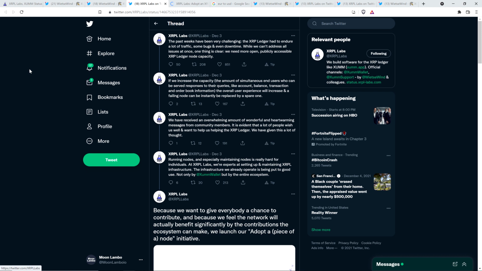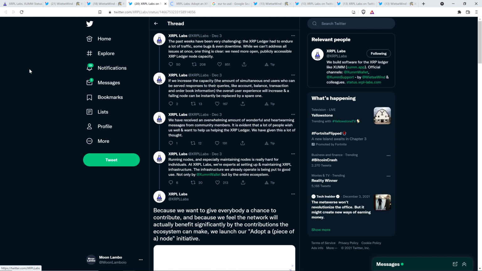But take a look at this from XRPL Labs. The past weeks have been very challenging. The XRP ledger had to endure a lot of traffic, some bugs, and even downtime. While we can't address all issues at once, one thing is clear. We need more open, publicly accessible XRP ledger node capacity. If we increase the capacity (in parentheses, the amount of simultaneous end users who can be served responses to their queries, like account, balance, transaction, and order book information), the overall user experience will increase, and a failing node can be instantly replaced by a spare one.